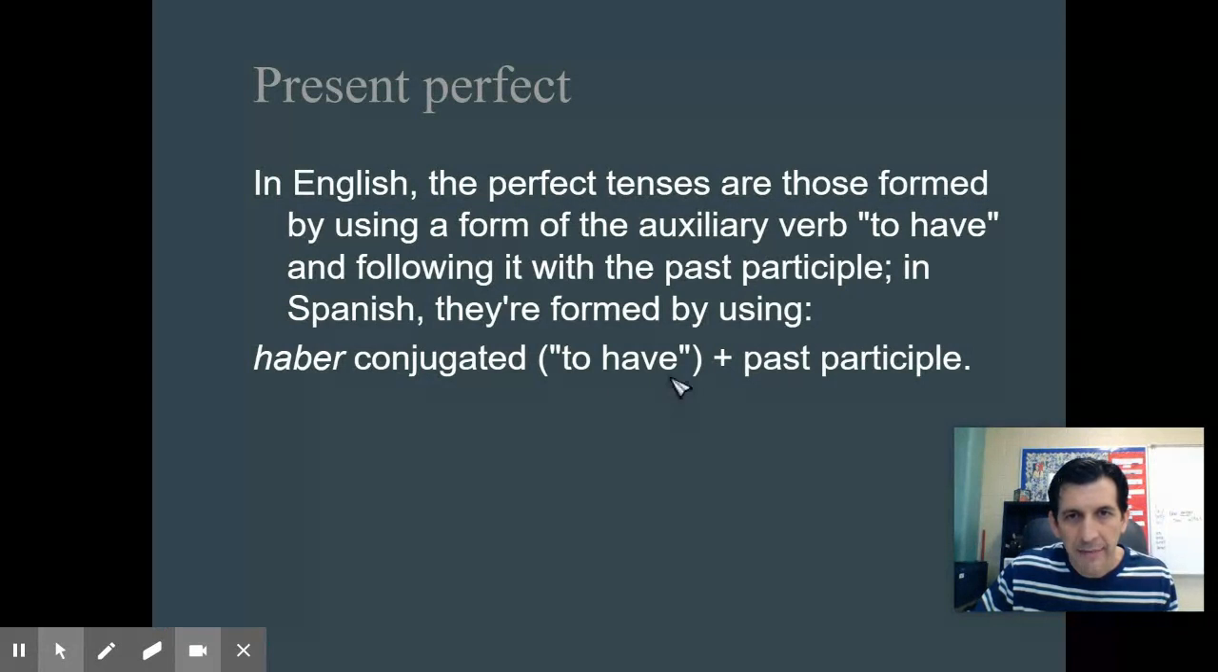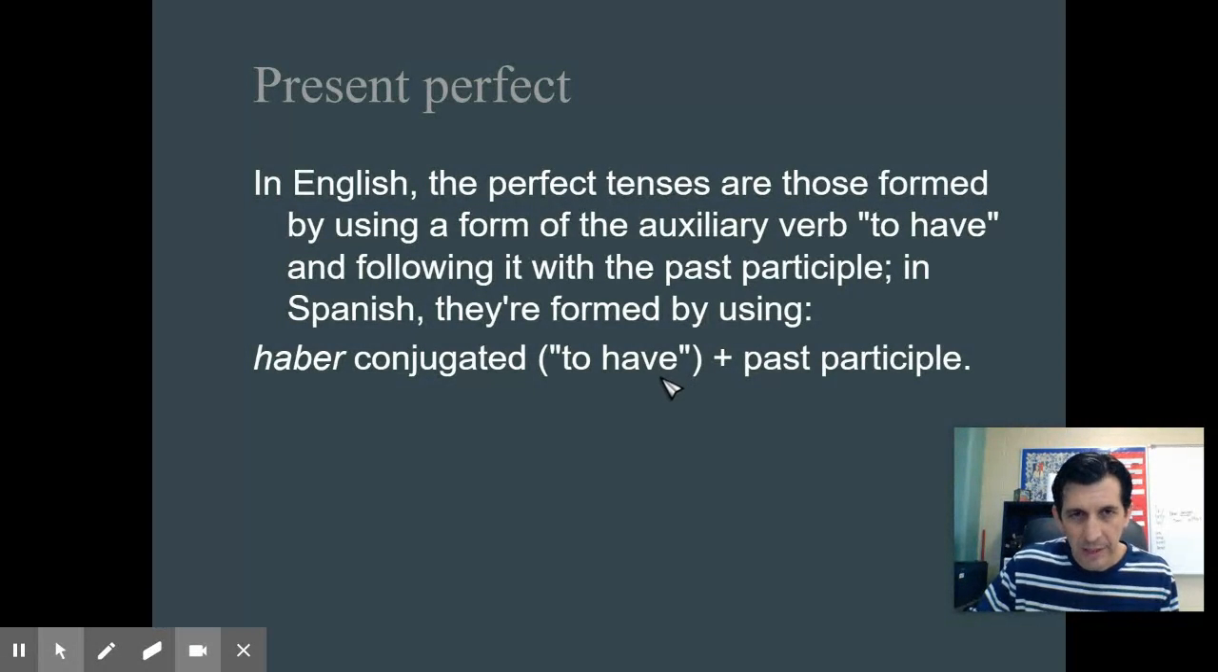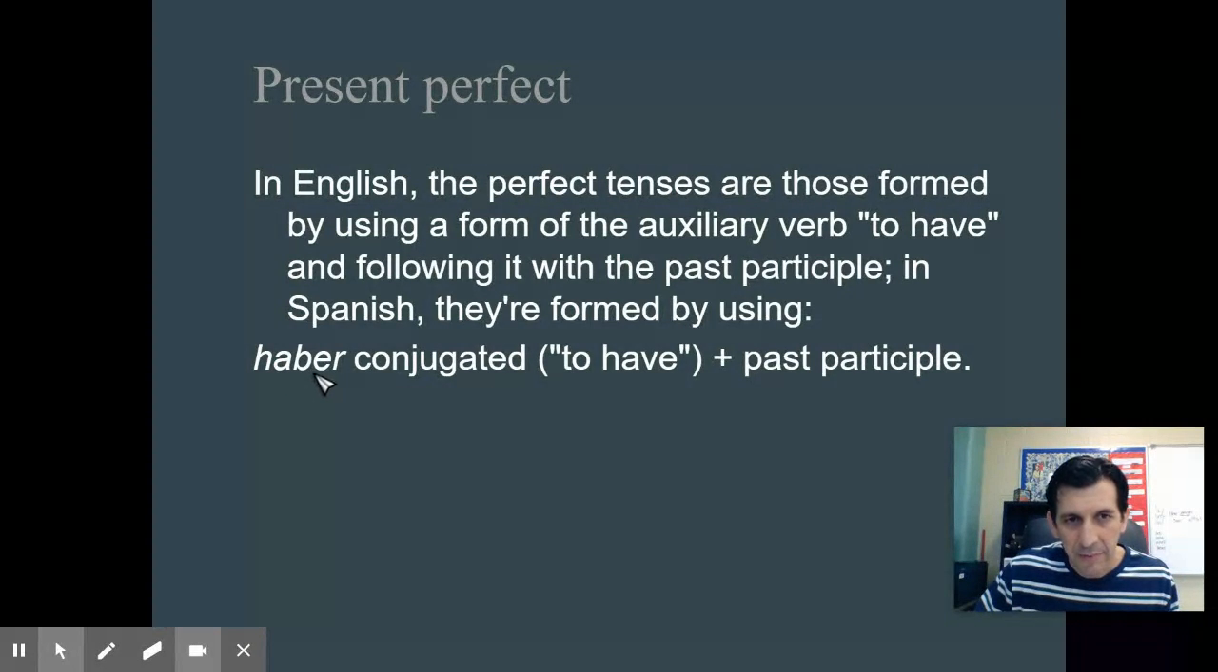So to have in Spanish, this to have, not tener. Tener is to have something for possession. This to have is coming from the verb haber. And we're going to conjugate that, and then we're going to add the past participle. So in English, if I say I have and then spoken, spoken would be the past participle. If I say I have written, written would be the past participle.